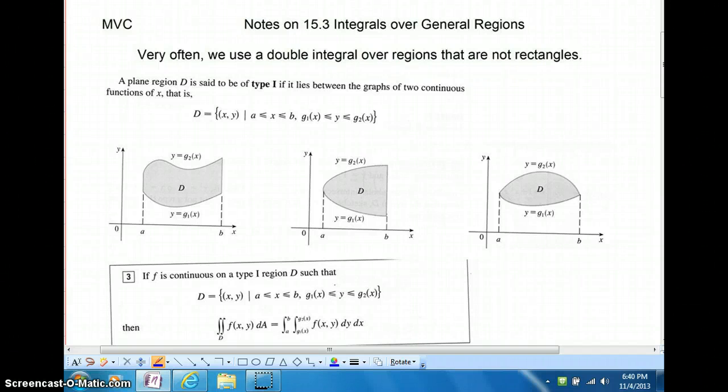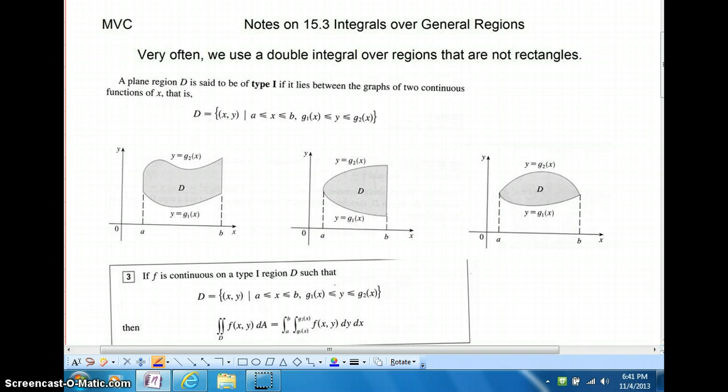Today we're going to be evaluating double integrals over some general regions that are very much different from the previous day in that they are not rectangles. We're going to have two types, a type 1 and a type 2. You can see at the top of the page, plane region D is of type 1 if it lies between the graphs of two continuous functions. And that would be with x bounded between a and b, and y bounded between two functions, g1 and g2.